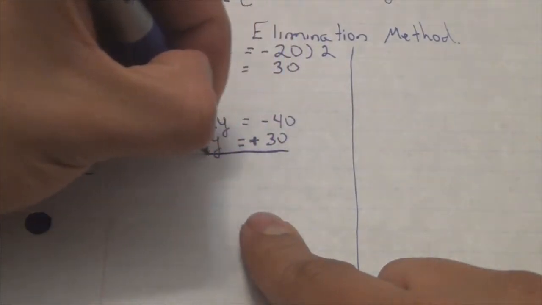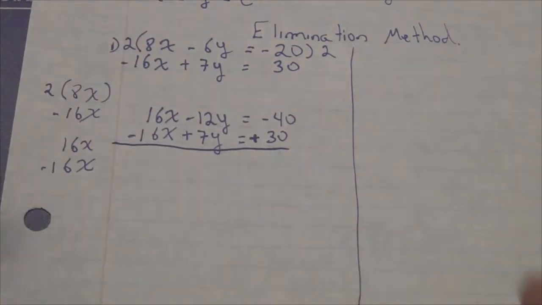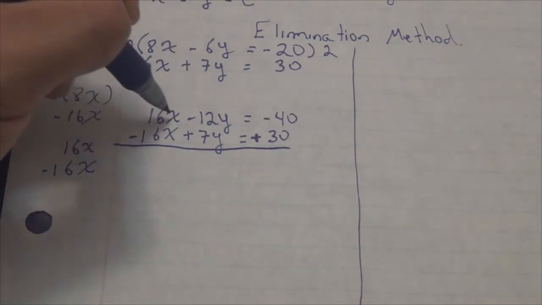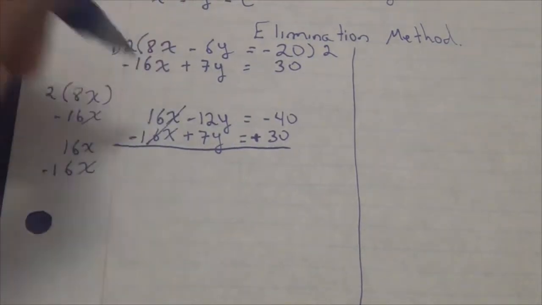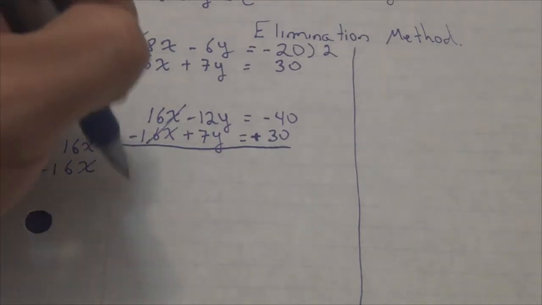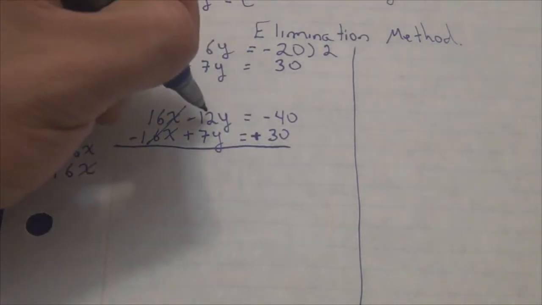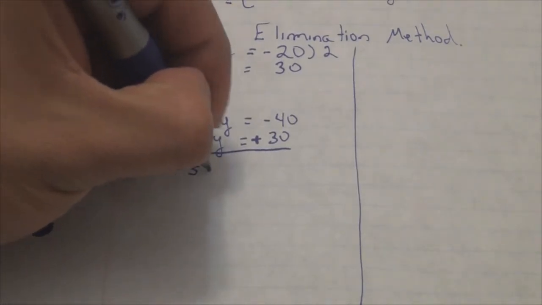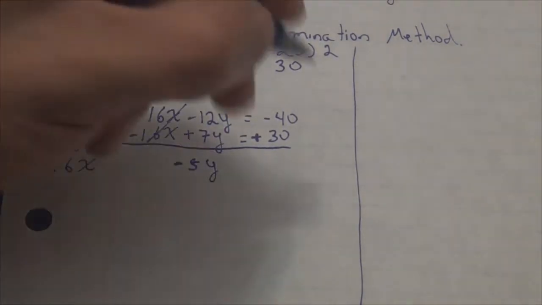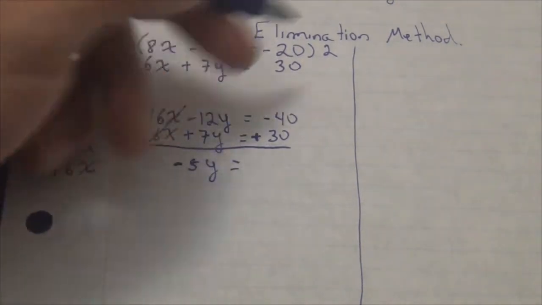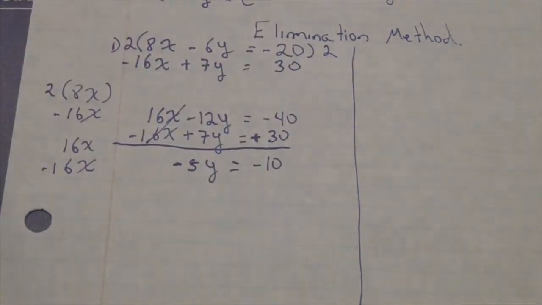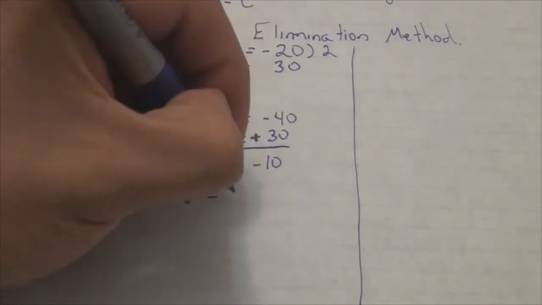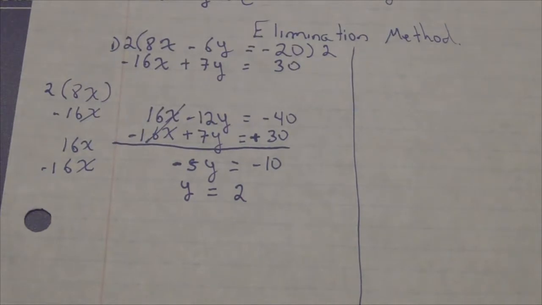Now, after you make them opposites, or additive inverses if you want to use mathematical vocabulary, you just add them up. So 16x minus 16x cancels out, 0x, nothing. Then negative 12y plus 7y is negative 5y. And on the other side, negative 40 plus 30 is negative 10. Now you divide by negative 5 on both sides and you get y equals 2.